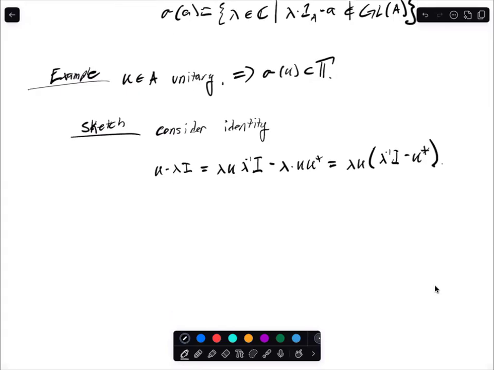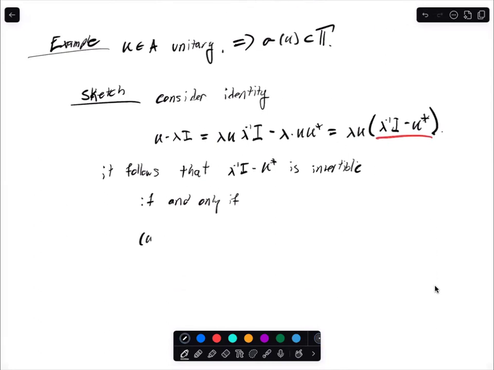So it follows from this that the right-hand factor, lambda inverse I minus U star, is invertible if and only if the product of U minus lambda I against lambda inverse U star is invertible.